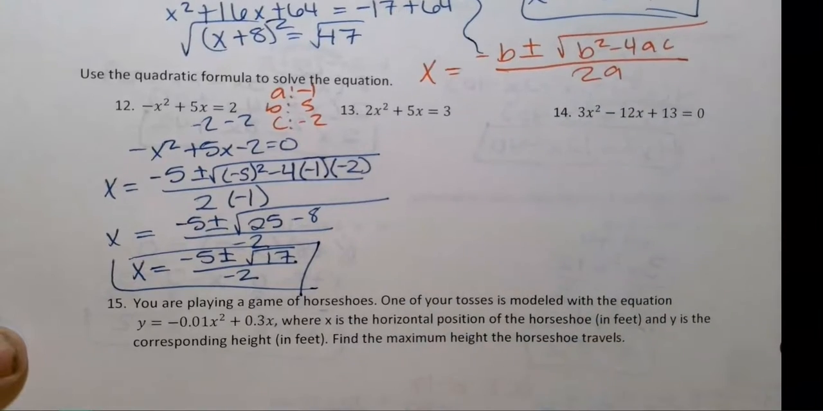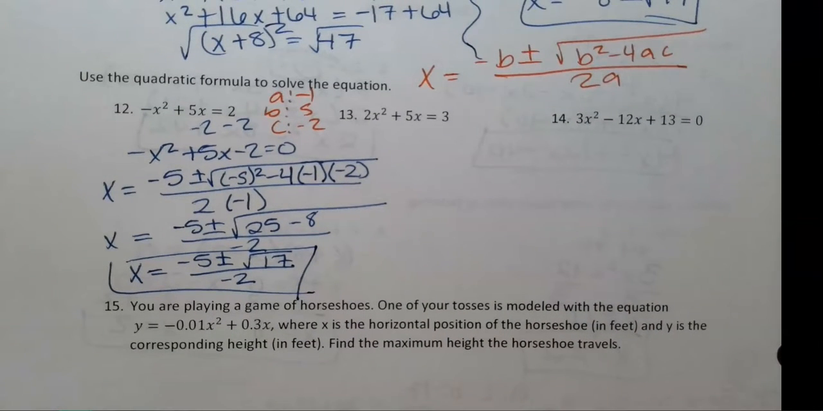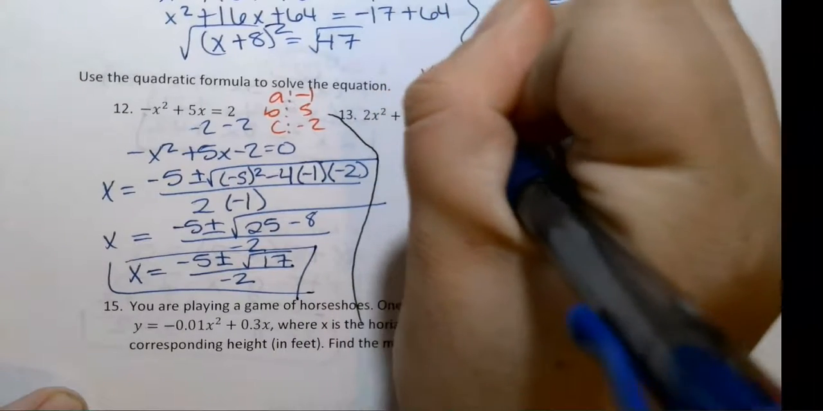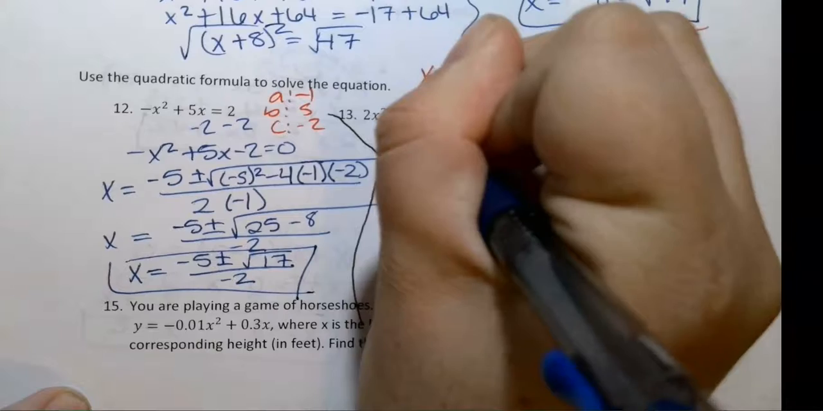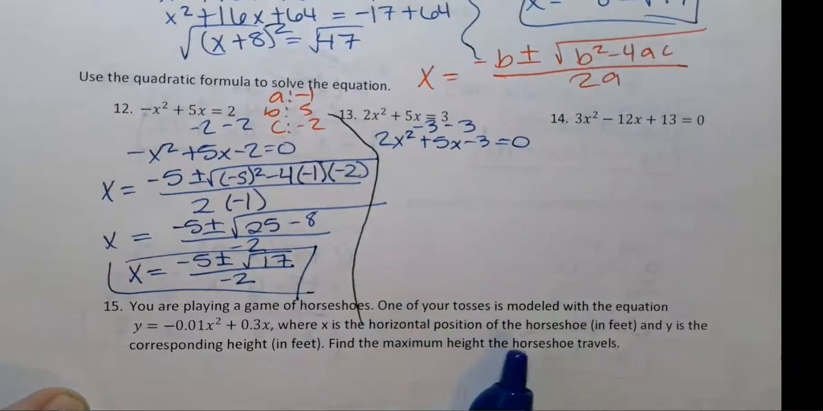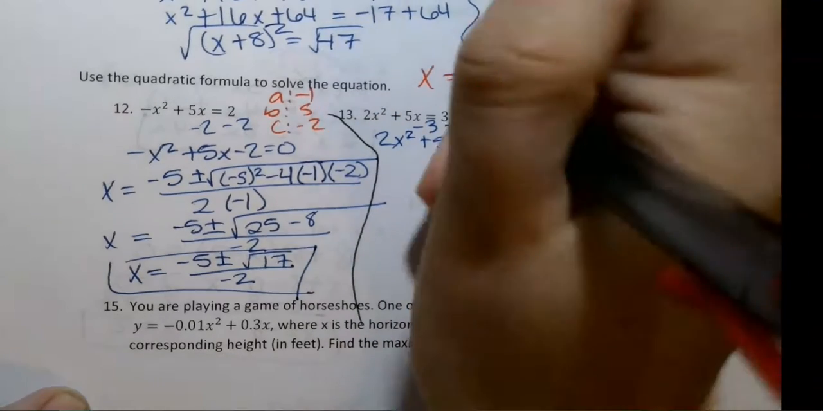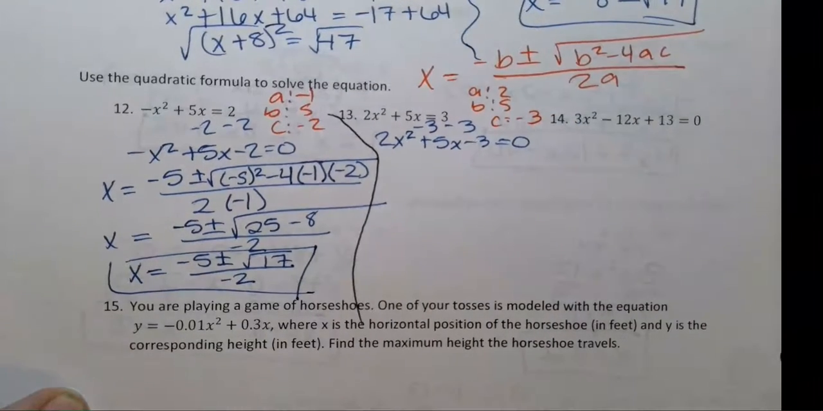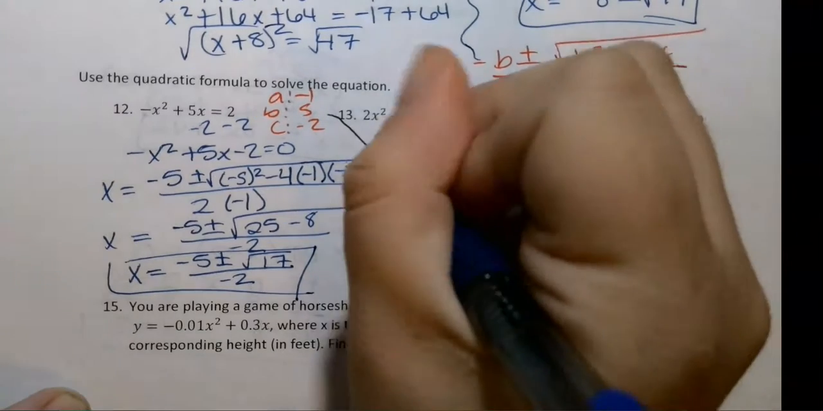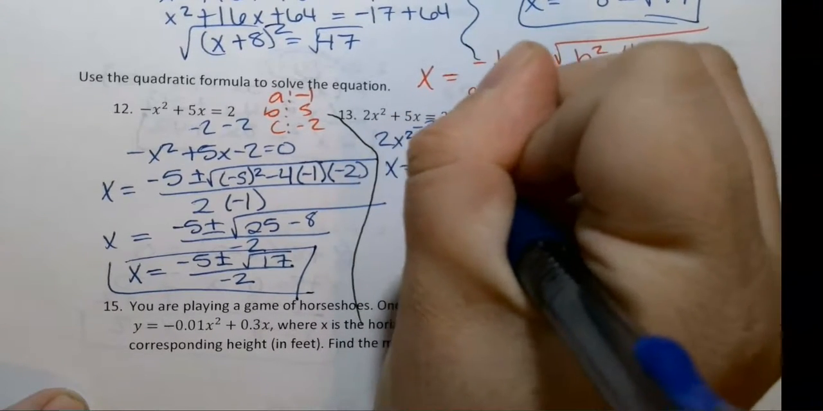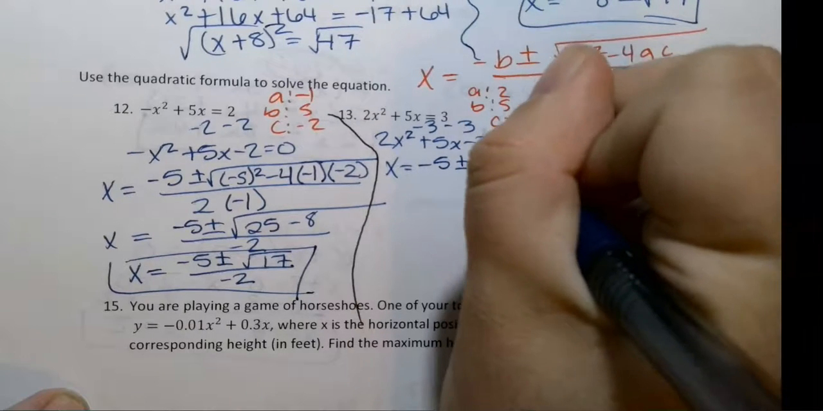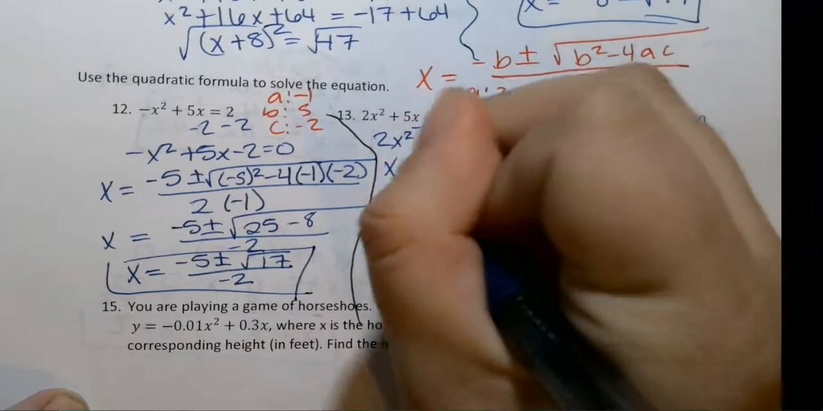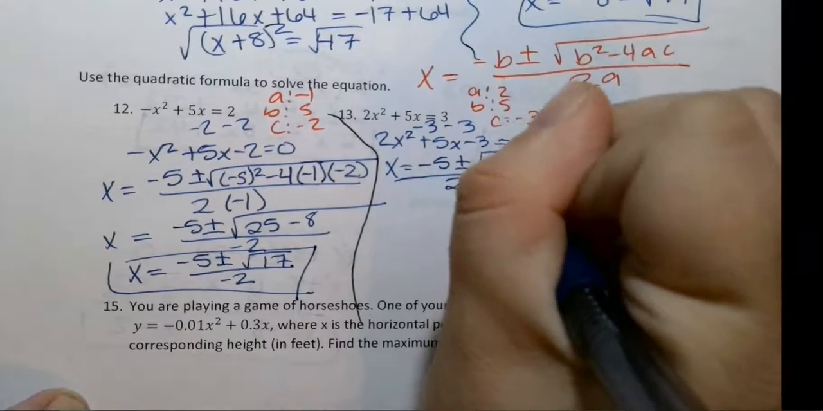I'm going to do the same thing for number 13, but let me draw a line to separate that. Okay. So I want to first subtract 3 on both sides. I have 2x squared plus 5x minus 3 equals 0. I want to list out my a, b, and c values. A is 2, b is 5, c is negative 3. Then I want to plug in. I get x equals negative 5 plus or minus square root of negative 5 squared minus 4 times 2 times negative 3 over 2 times my a value of 2.